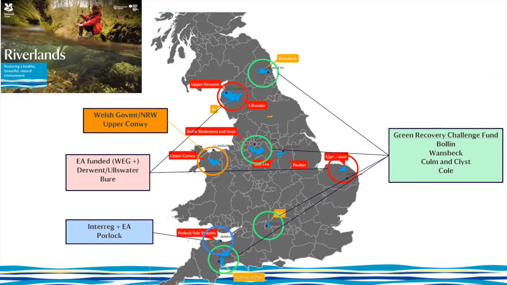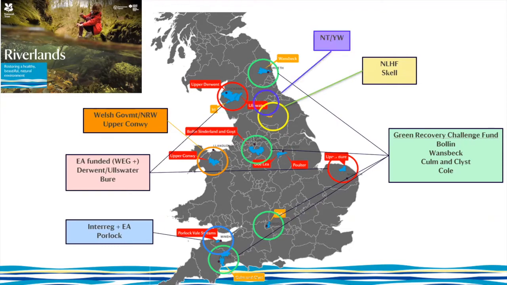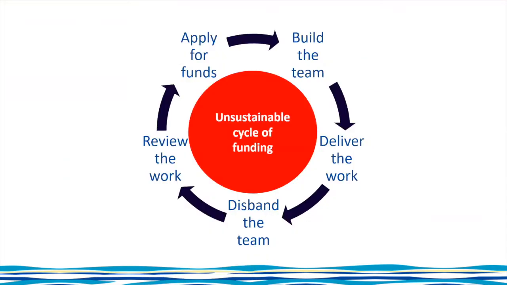So the Green Recovery Challenge Fund. We have money from the National Lottery Heritage Fund for a project in the Skell. And then we also have a partnership with Yorkshire Water and working with the water industry in other places. And then our National Trust money we use as a match against this different funding. So it's a great plethora of different places that we're trying to secure funding to deliver this critical work.